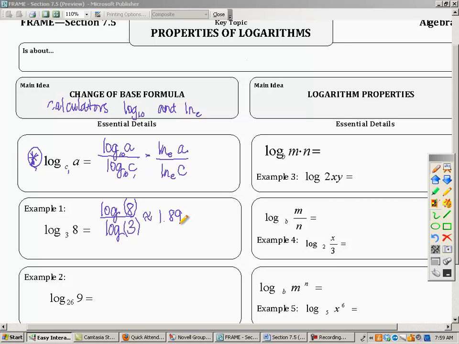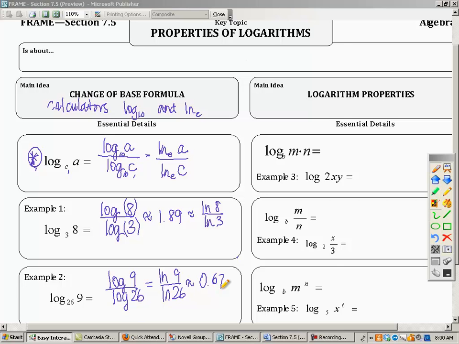You would find, though, that you would get the same answer if you take the natural log of 8 over the natural log of 3. So keep that in mind. You can do either. Let's do example 2. Again, the base is always the bottom, so the log of 9 first, divided by the log of 26, or the same thing, natural log of 9 over the natural log of 26. And if we put this in our calculators, you should get about 0.67.